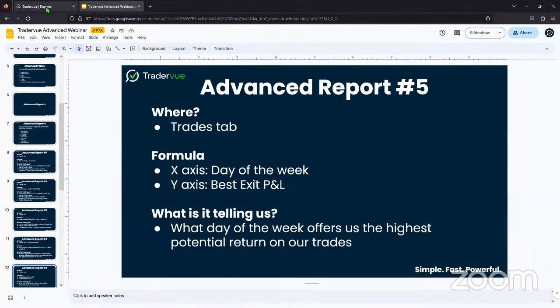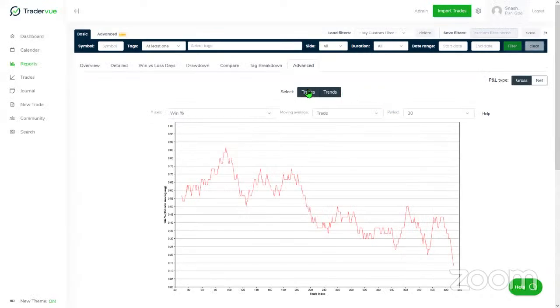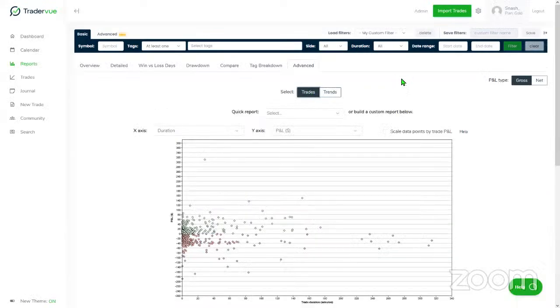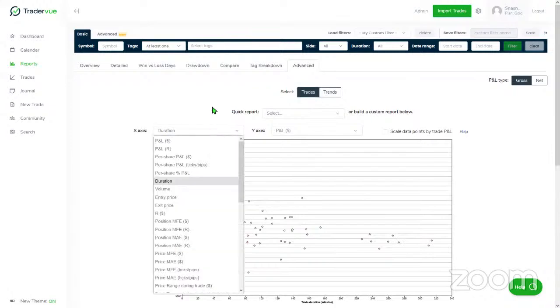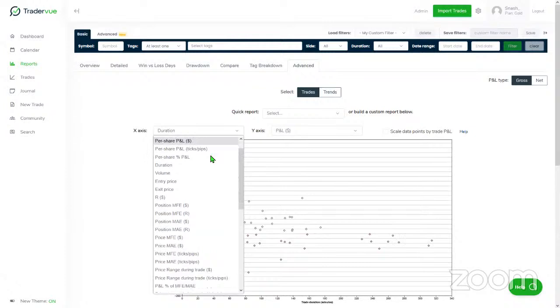Let's take a look at that. We're going to go to, we're already in advance. Let me actually clear the filter, first of all. Now we're going to go to trades. And so we did day of the week. We're going to look for day of the week.